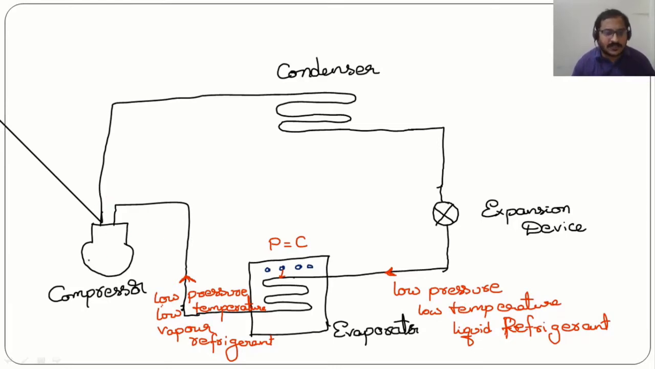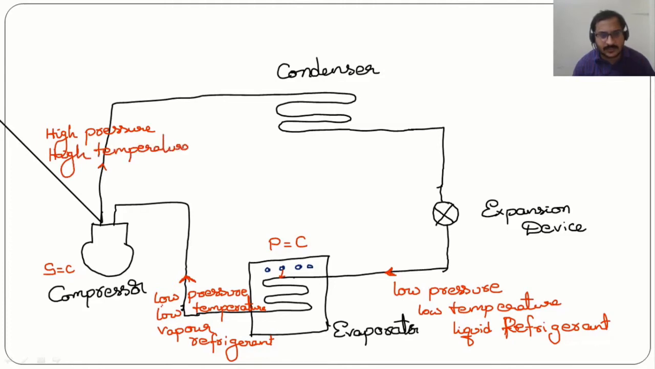Now in the compressor isentropic compression takes place, so the compression is assumed to be isentropic, and as a result of that isentropic compression in the compressor, the pressure increases, and at the same time temperature also increases. So this high pressure, high temperature vapor refrigerant comes out of the compressor and enters into the condenser.